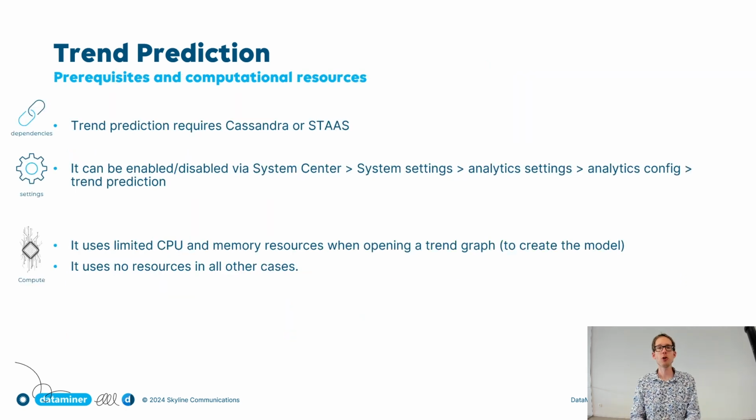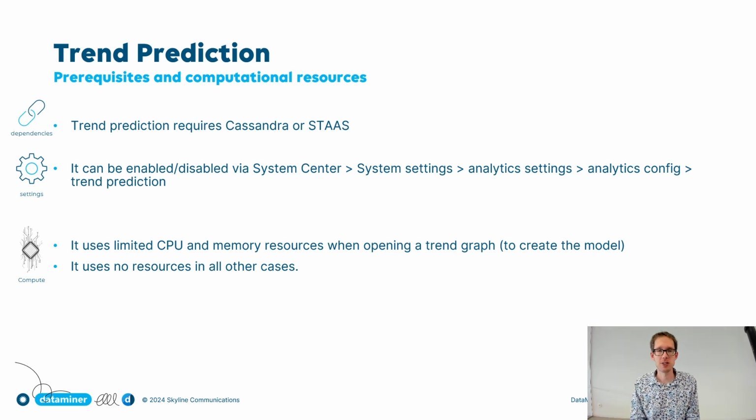All right, before concluding the chapter on trend prediction, let me just mention a few prerequisites and computational resources. Prerequisites, not much. You only need trend data. So you only need Cassandra or Stath, whatever you prefer. The trend prediction algorithm can be enabled and disabled via System Center, System Settings, Analytics Settings, Analytics Config, Trend Prediction. There you can easily switch it on or off, although I wouldn't see why you would switch it off.